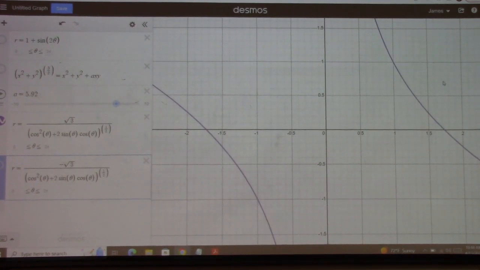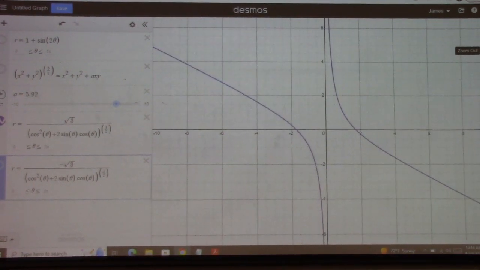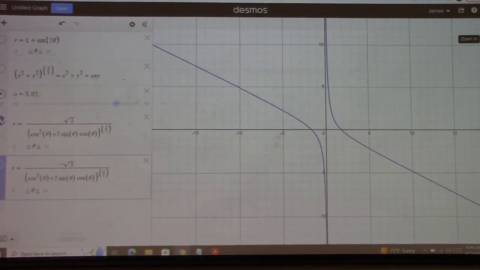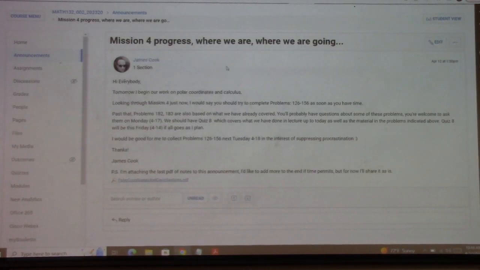And you said to zoom out. What do we got here? It's probably a hyperbola. So, but anyway. Let me show you a couple more graphs I already have worked out. So we'll look at them together. These are in the notes that I posted here.